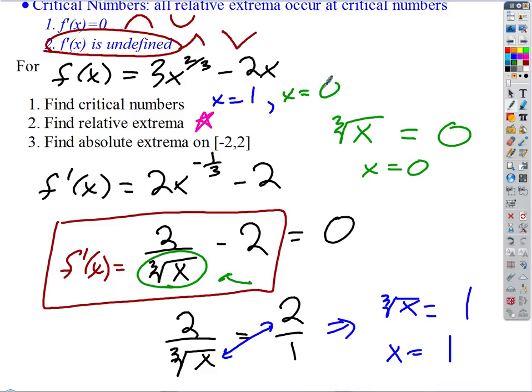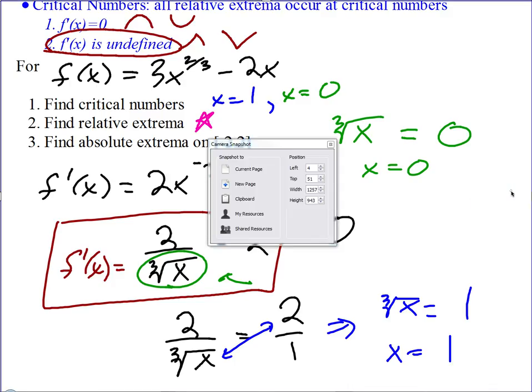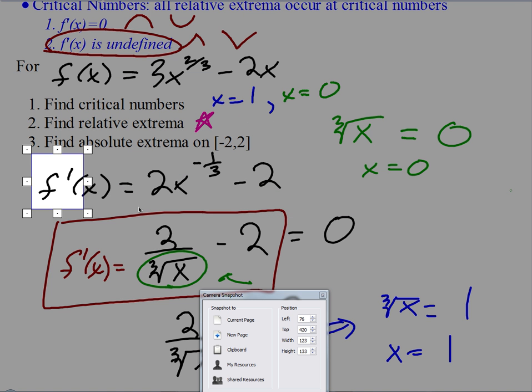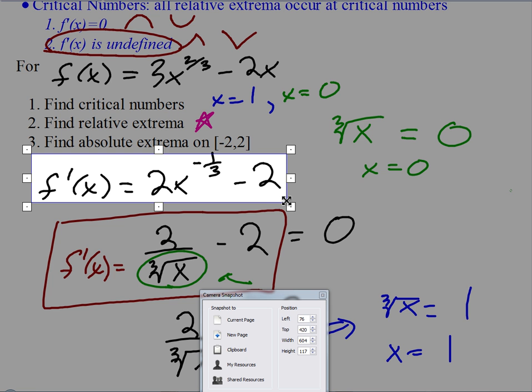Make sense? So if we're looking for relative extrema, where do we look? x equals 0 and x equals 1. That's the only two places it could possibly happen, right? So on this, it's kind of boring. Now let's go see what happens at those places. We're going to make a table, and we'll expand on this table later. But for now, it'll be pretty limited.